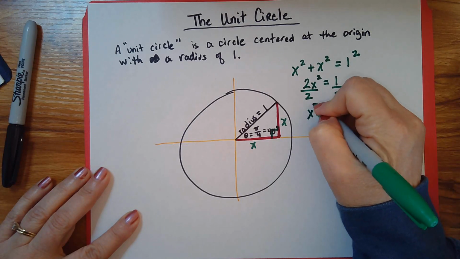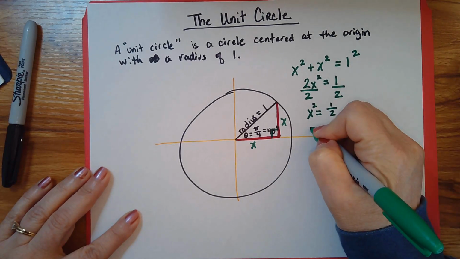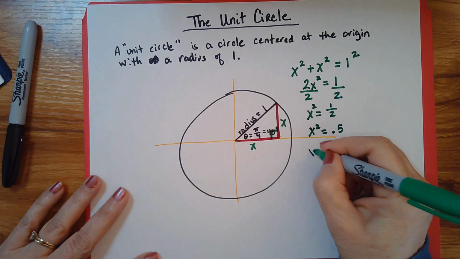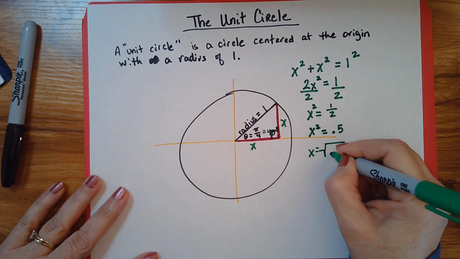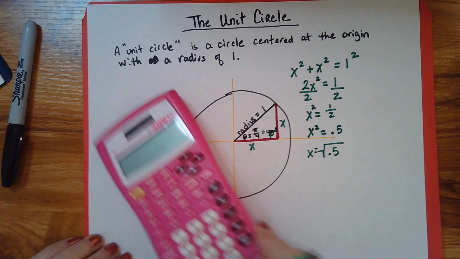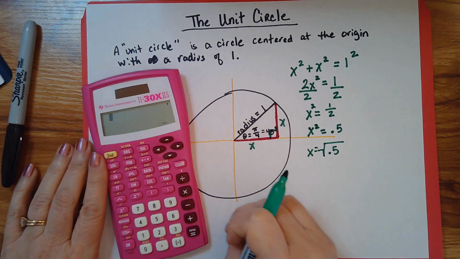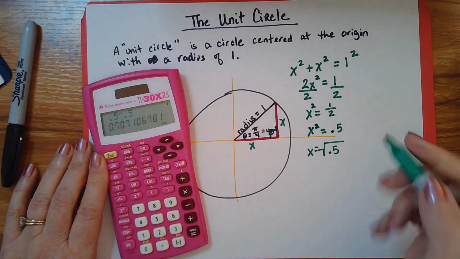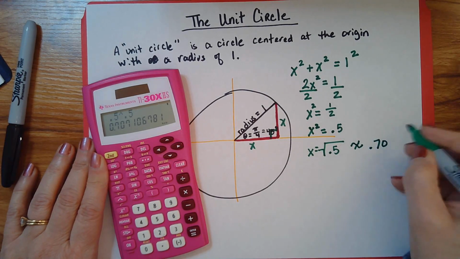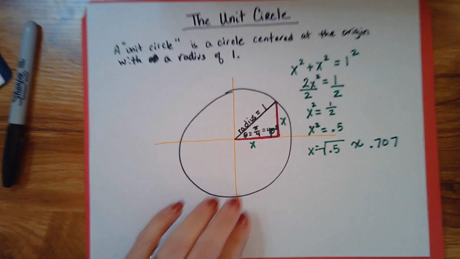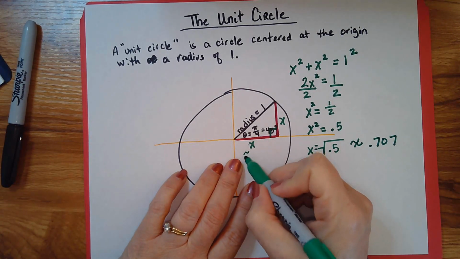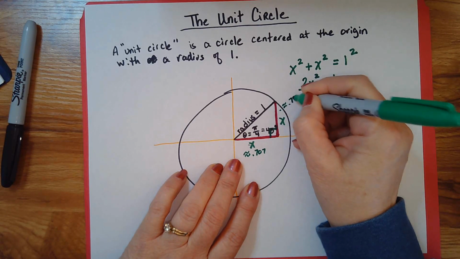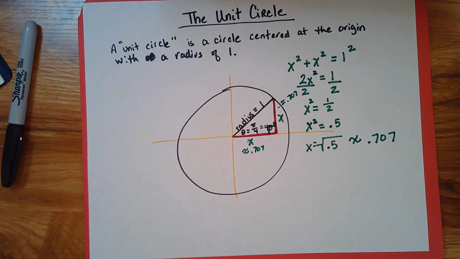So x squared equals 1/2. So x squared is the same thing as 0.5. So x is going to equal the square root of 0.5, which, if I do my handy dandy calculator, 0.5 raised to the 0.5 will give me about 0.707. So this side length is about 0.707, and this side length is about 0.707. Okay, are you with me so far?